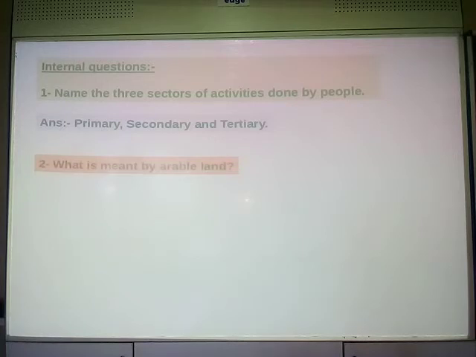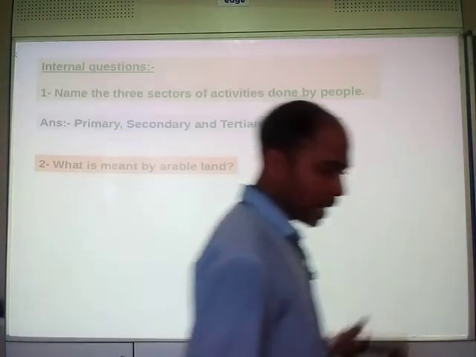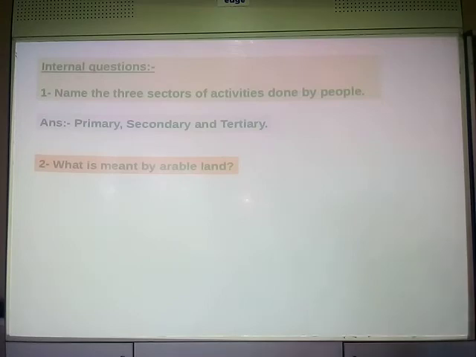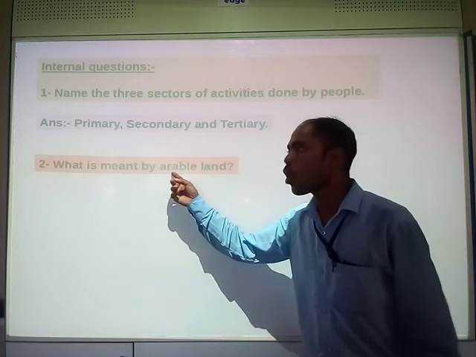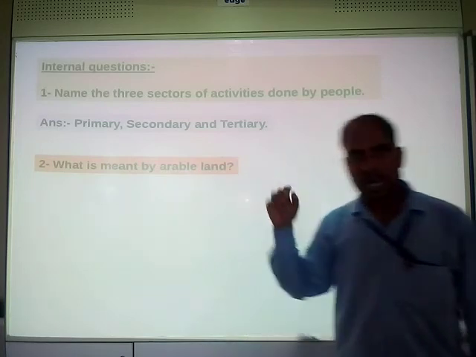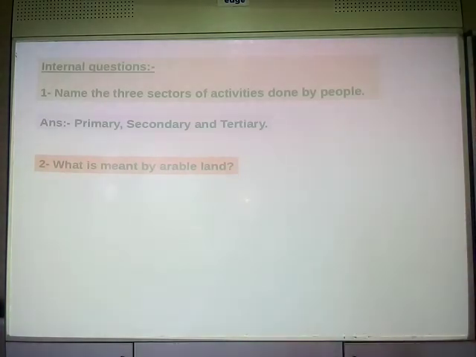Another question: what is meant by arable land? What do you mean by the term arable land? The word arable land means the land which is available for agriculture, the land which is used for agriculture, the land on which we do the cultivation. The land available for agriculture is known as arable land.